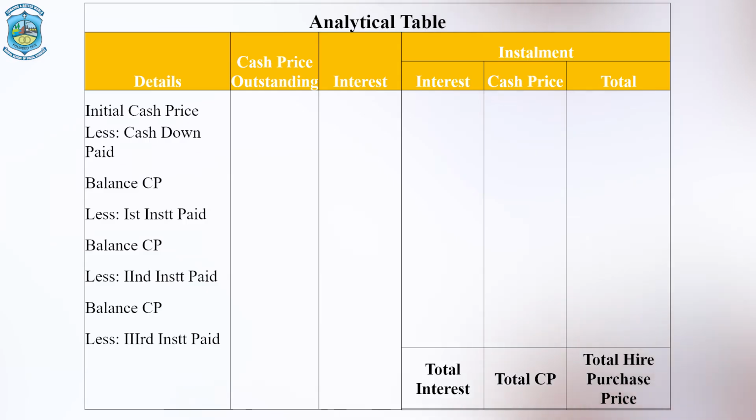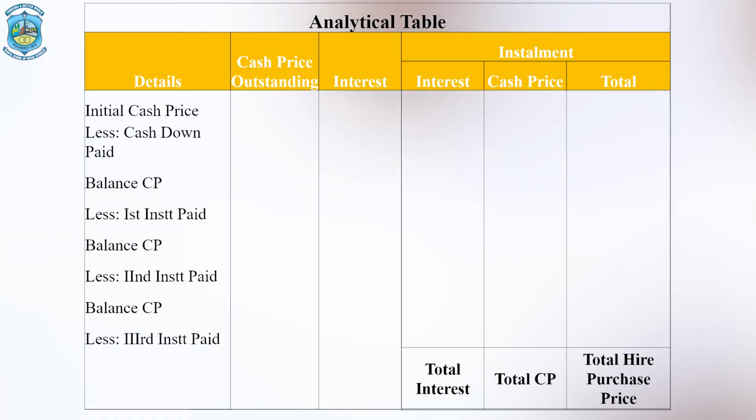Alright. So, the very first column to be prepared is of details. That is where you will record the amount outstanding and as and when the installments have been paid. So, all the details you will be recording in the very first column, that is details. Now, the next column you will be recording is cash price outstanding. This is the most important column to be understood.